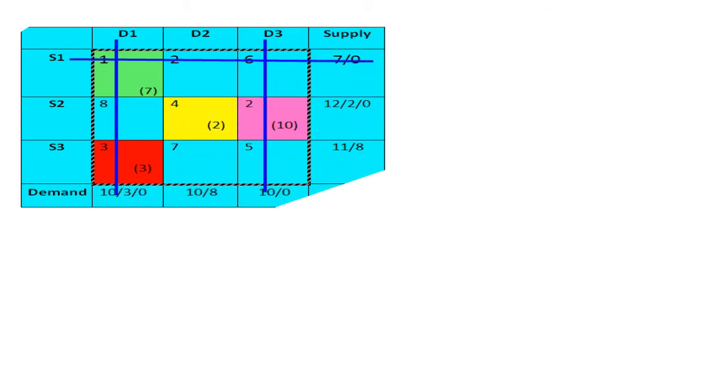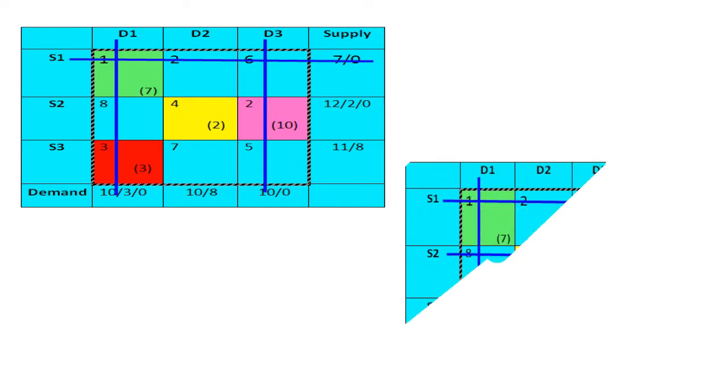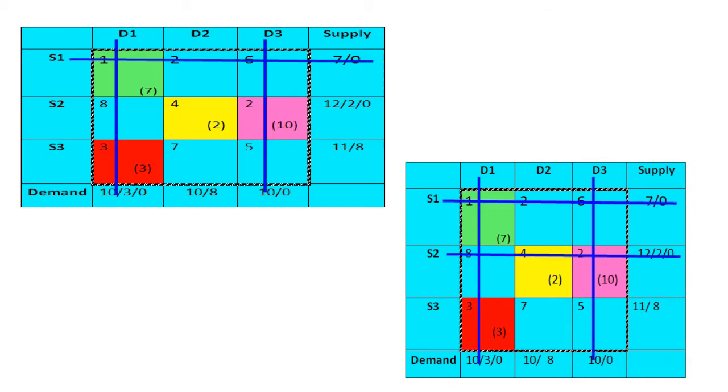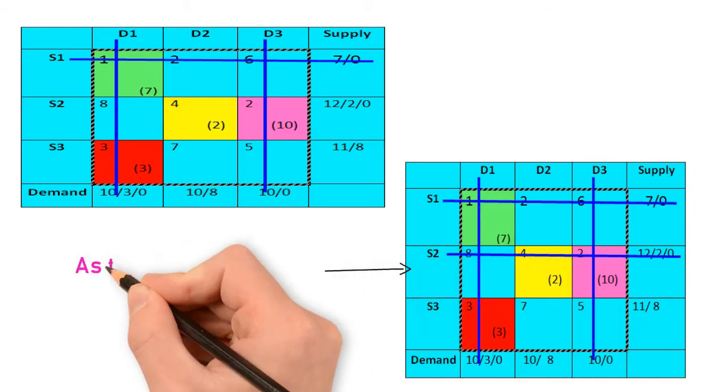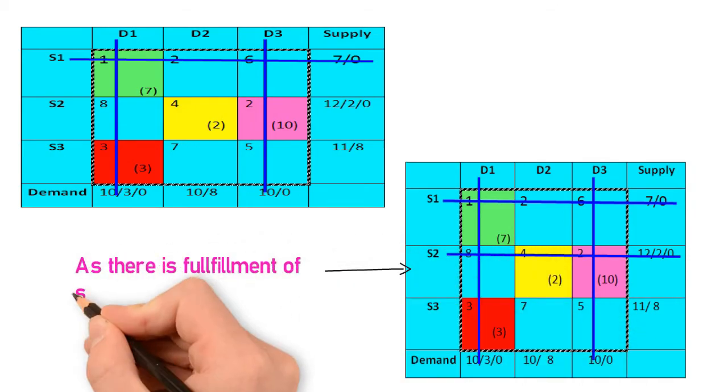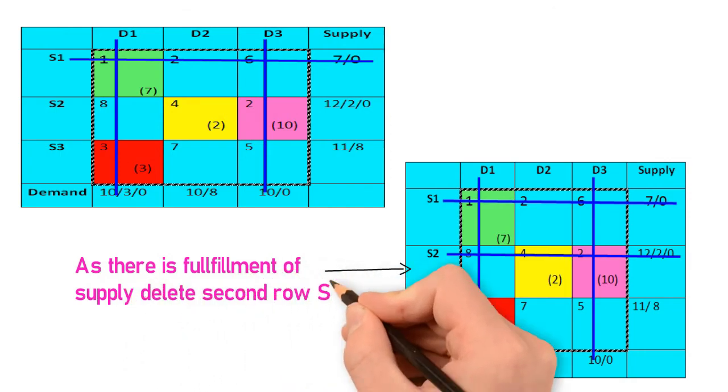After allocating 2 units to the selected cell, if you observe the supply, there is a fulfillment of the supply condition, and if you observe the demand values, that is the requirement, now remaining is of 8 units. As there is a fulfillment of the supply value in the second row, that is 0, here we have to cross out the row, that is S2.